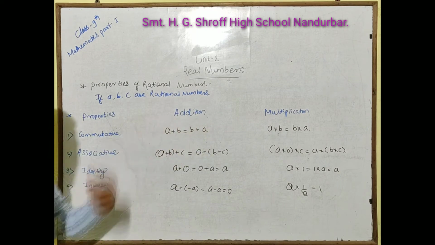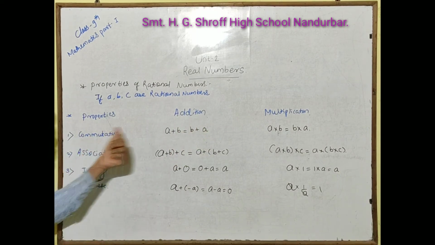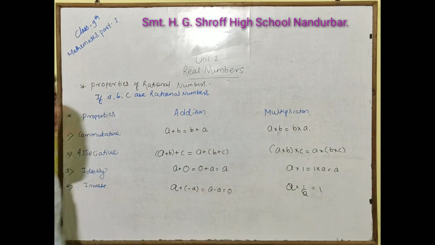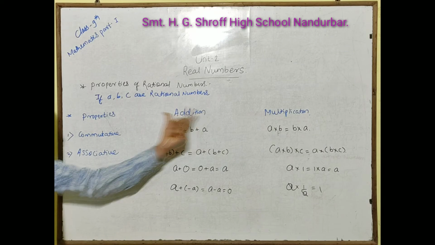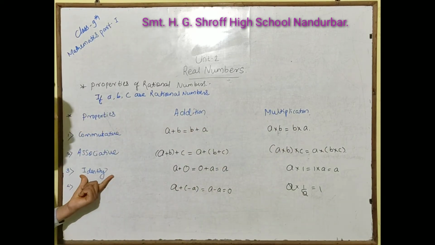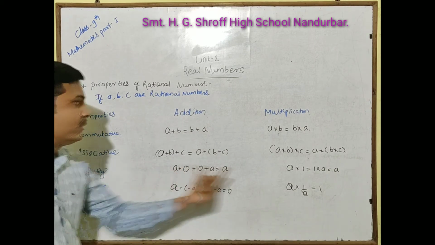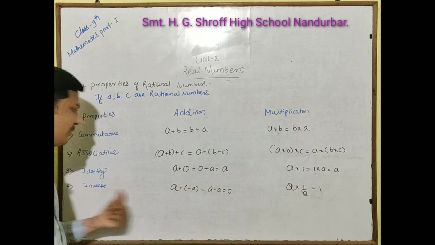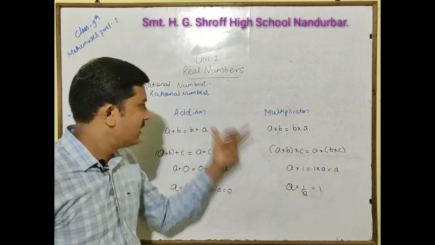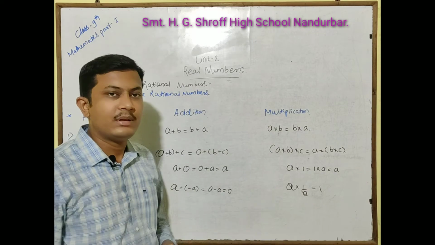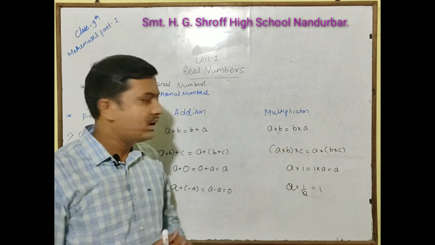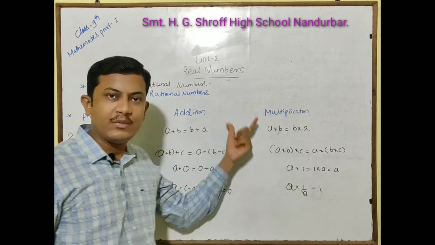So these properties can be written as: commutative property with respect to addition, commutative property with respect to multiplication, associative property with respect to addition, associative property with respect to multiplication, additive identity and multiplicative identity, additive inverse and multiplicative inverse. In such way, these following properties are satisfied by the rational numbers. We have taken for addition and multiplication. For subtraction and division, the rational numbers do not satisfy the following properties.